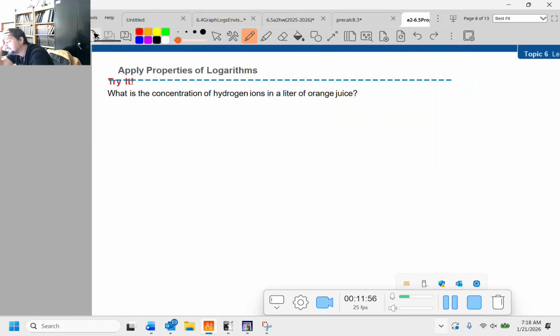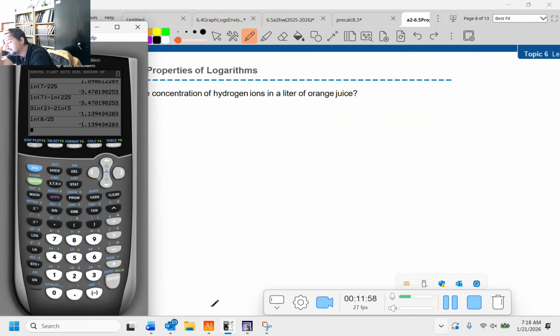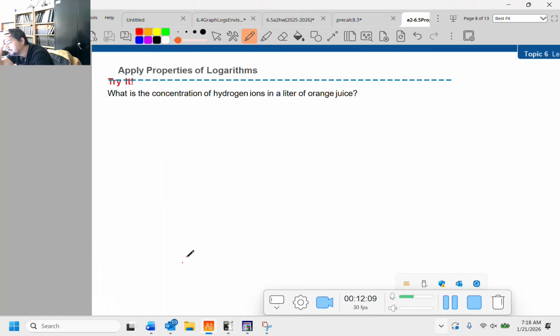It is. You don't believe me? Let's see. You need to remember that that's 1 over 10 raised to the 4.5 power. It's tiny. 5 zeros before that 3.